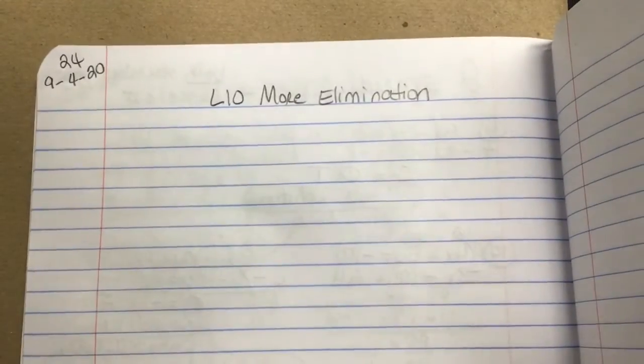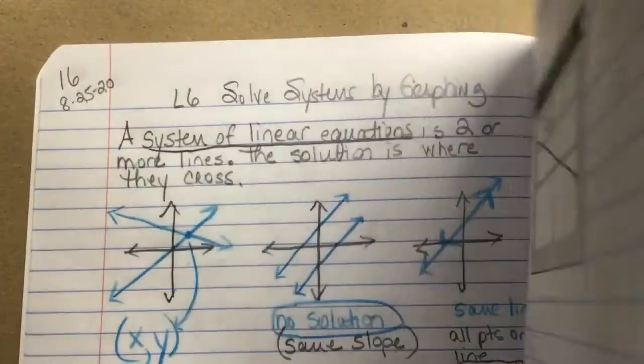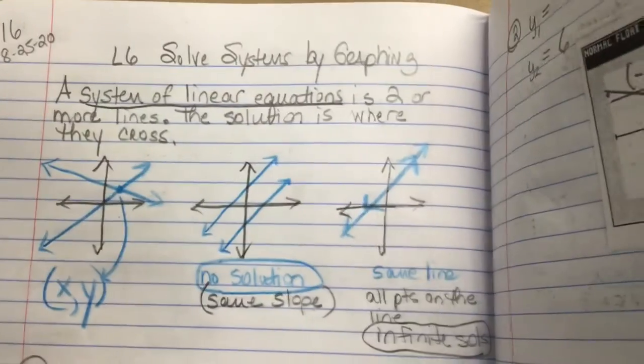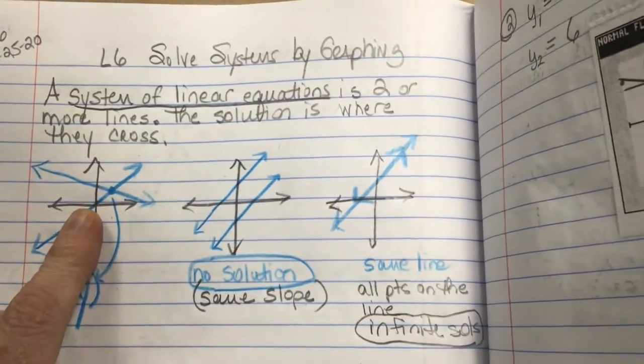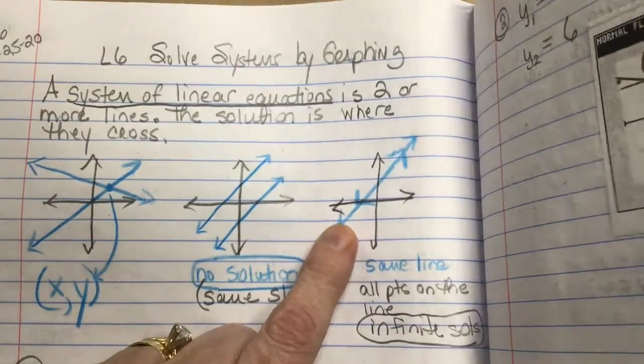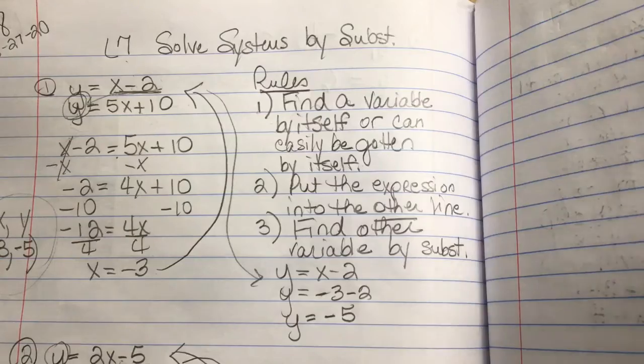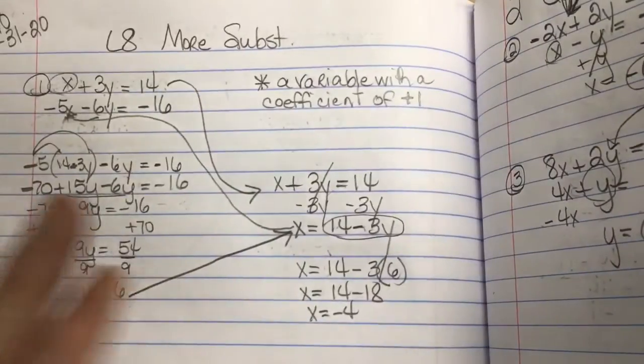Now, just to review, we've had systems. Quiz today was solving systems by graphing. They're either going to cross at a point, they're going to be parallel with no solution, or same line with infinite solutions. We did it in 7 and 8. We did it by substitution. And we'll do 1 quiz over that.